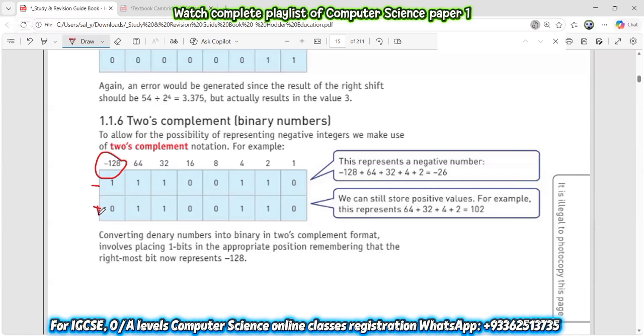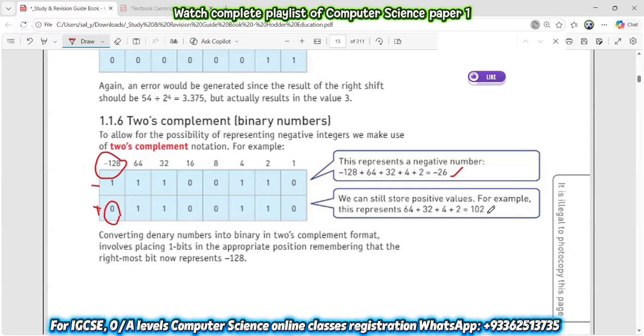That is the indication. For example, you can see for yourself, they have given two examples, and the first has minus 128 here. So minus 128 plus 64 plus 32 plus 4 plus 2 gives you minus 26. And the same values, the only change, as you can see here, is the value 0. Just because of this 0, it is a positive number. That's why 64 plus 32 plus 4 plus 2 will give you the value of 102.